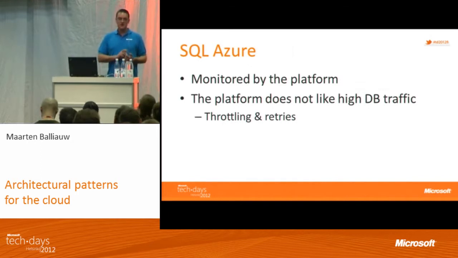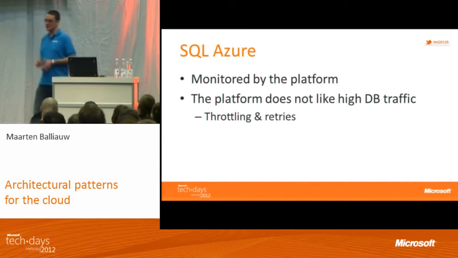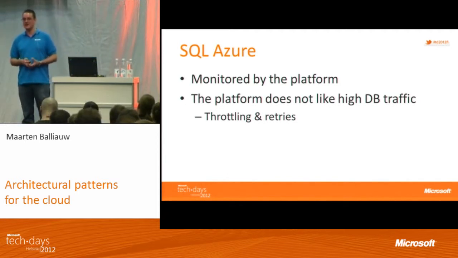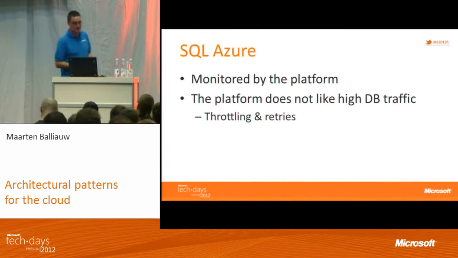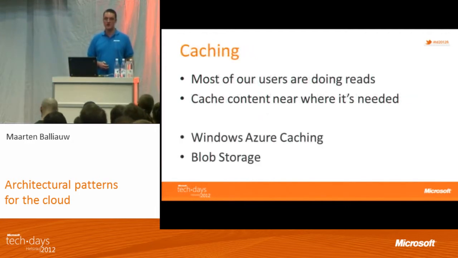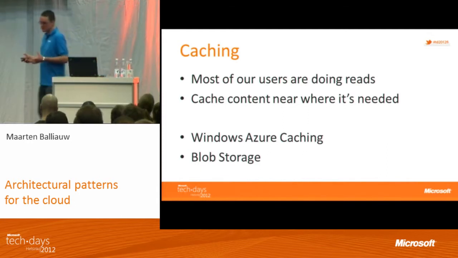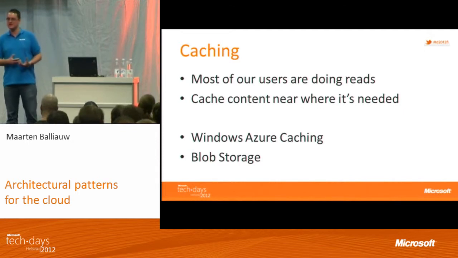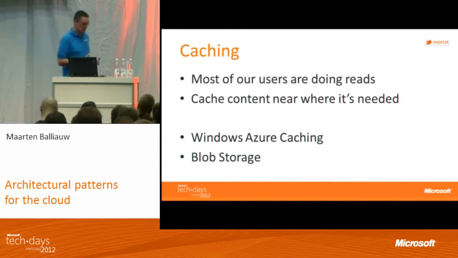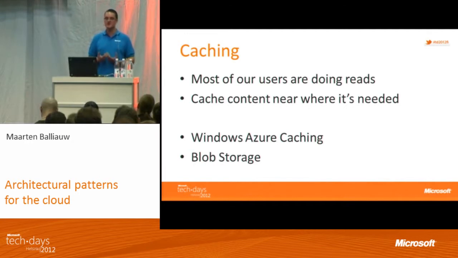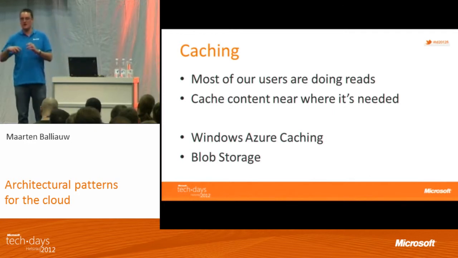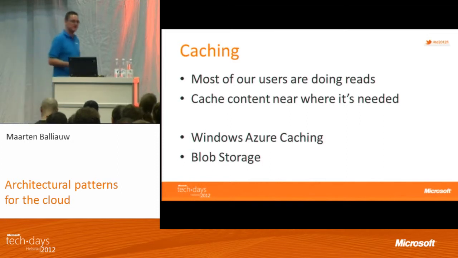So SQL Azure is monitored by the platform itself, and the platform tries to keep itself healthy. So they will start throttling, and they will not like high database traffic like in the situation we just had. So we have to introduce some caching in our application. Since most of our website is just reads for articles, newspapers, blog comments, stuff like that, we can easily cache most of our data in a caching layer and have all reads coming from this caching layer and just reduce the load on SQL Azure that's sitting underneath.